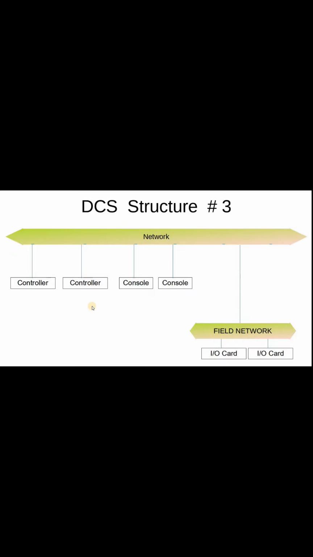In the third structure here, we can see they moved all the hardware in the field, or the I/O cards in the field, and mounted them on a separate field network. Now, this field network is connected back to the control network where you have all your control. Again, this is dependent on your vendor.